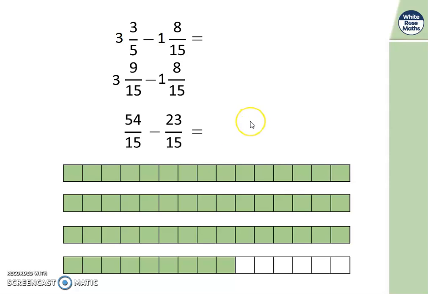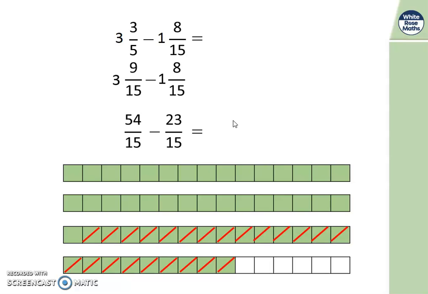I'm going to convert those into 15ths. 3 times 15 is 45. Add 9 is 54. 54/15. And if you add up all of these, you'll see that that makes 54. 1 times 15 is 15. Add 8 is 23. So we're going to do 54 and subtract 23.